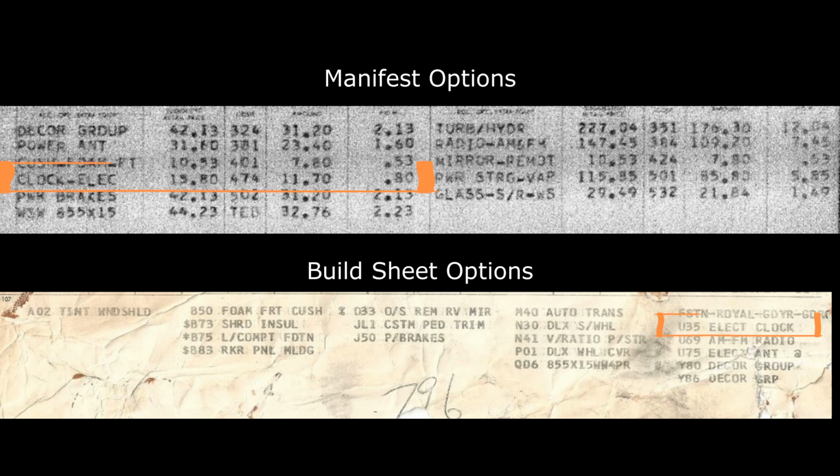Take the electric clock option on the manifest for an example. It is code number 474. On the build sheet, however, it is code U35. This is because the build sheet uses uniform production codes and the manifest accessory codes.